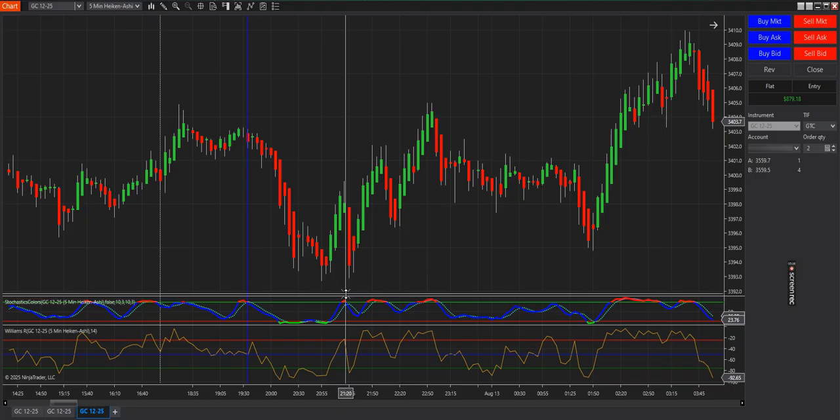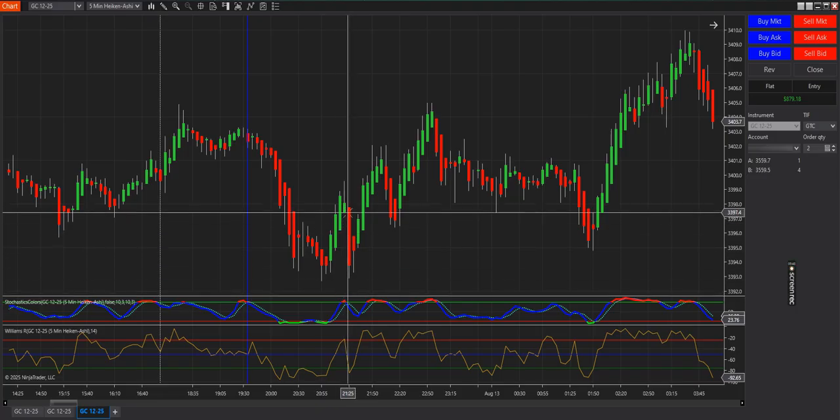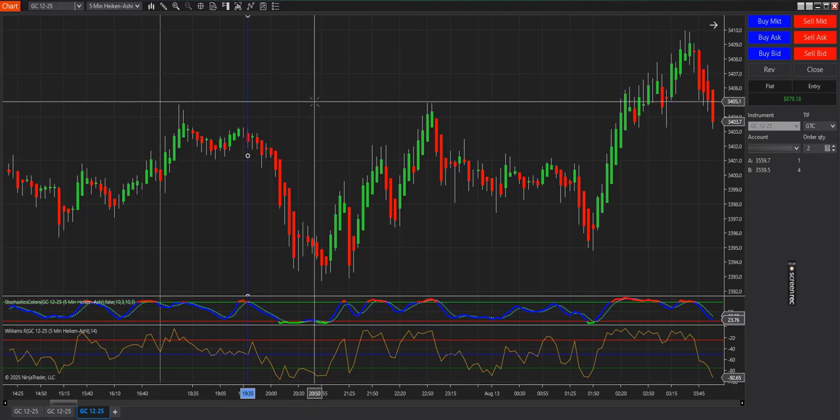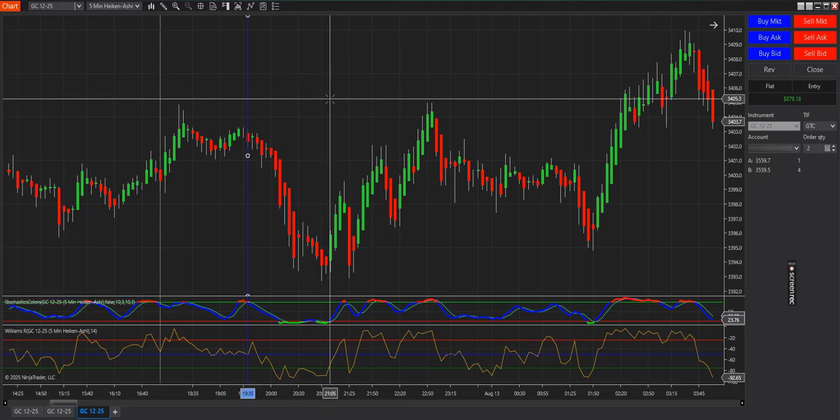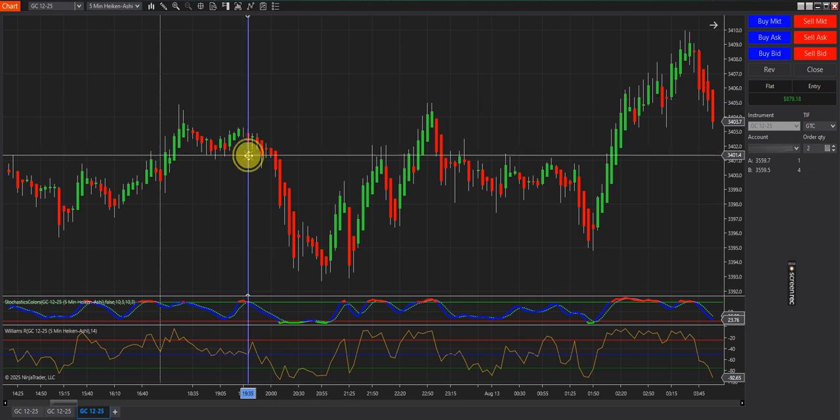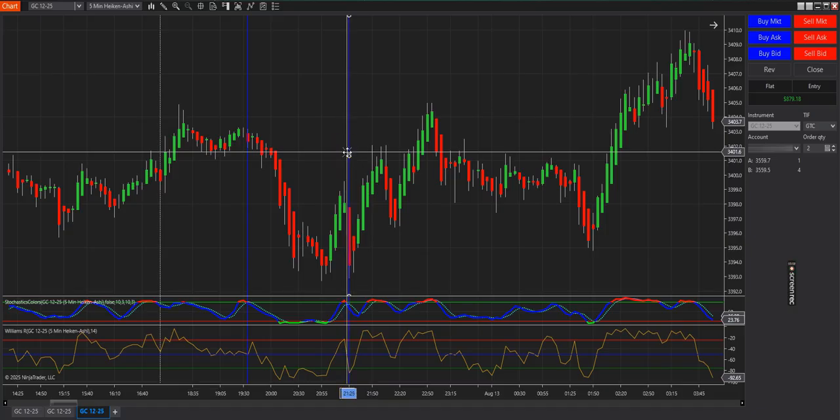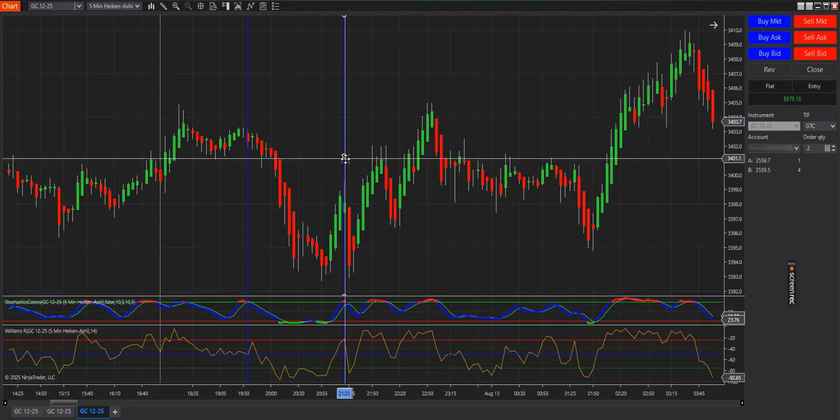Here, this would be a good trade also. Let me see if I can copy this vertical line and paste it here. Actually, then this would be a good trade, maybe a short profit.